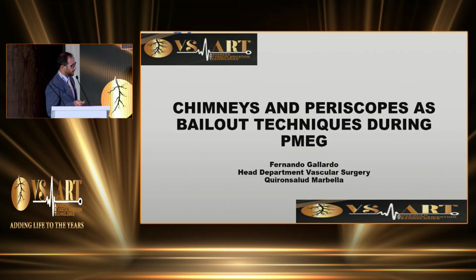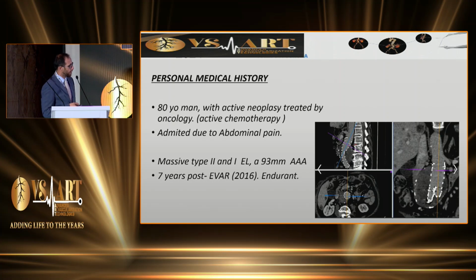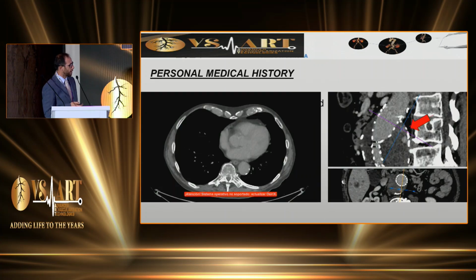So first, I will show you a case of a chimneys and periscopes bailout technique during a physician-modified endograft case. It is an 80-year-old man with active neoplasia treated by oncology with an expectancy of life superior to 2 years, so we decided to do the procedure because he also presents a massive type 2 endoleak and type 1 with a 9 centimeters AAA treated 7 years ago in another institution with an Endurant device. Here we can see the video.